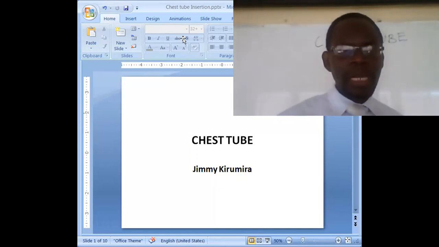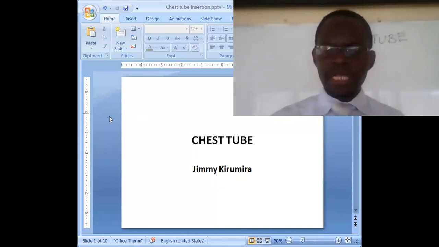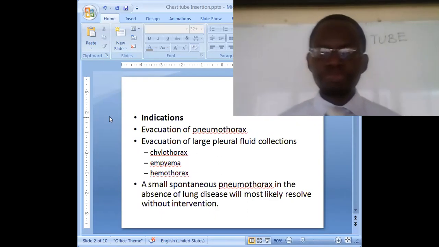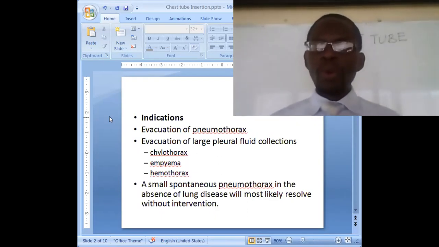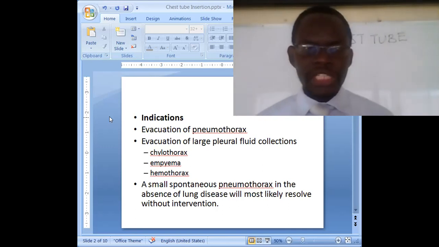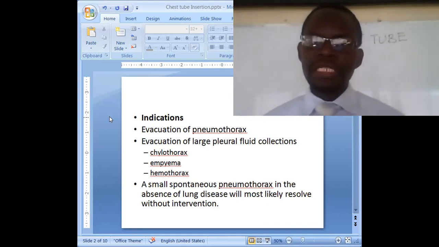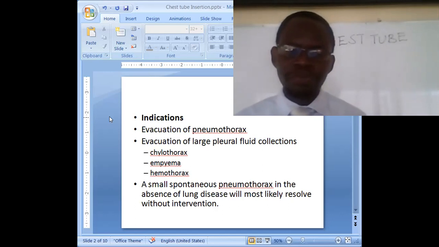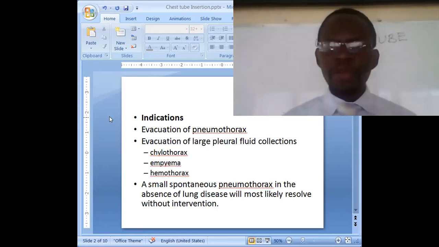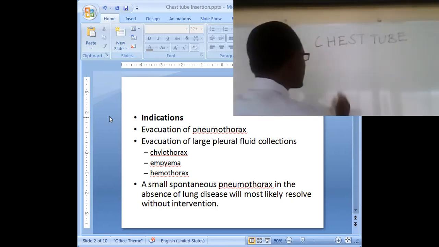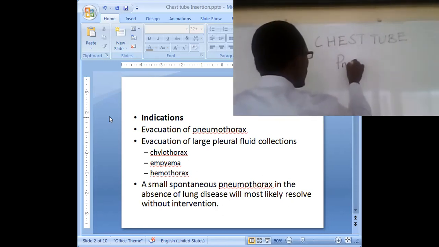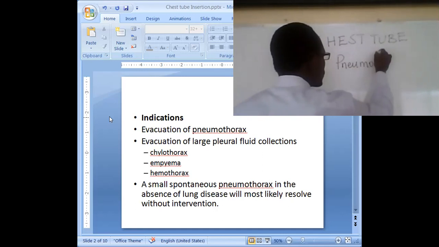Now, a chest tube basically works on which kind of people? What do we use a chest tube for? These are the things that we call the indications of a chest tube. Now, we use it for evacuation of a pneumothorax, what we actually talked about.